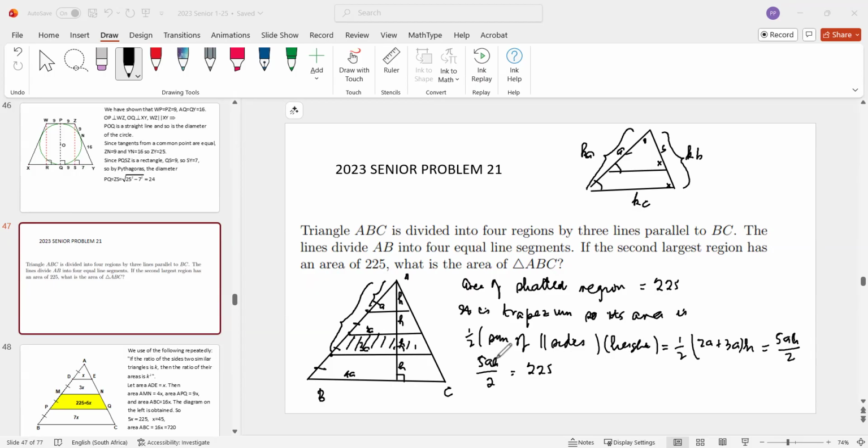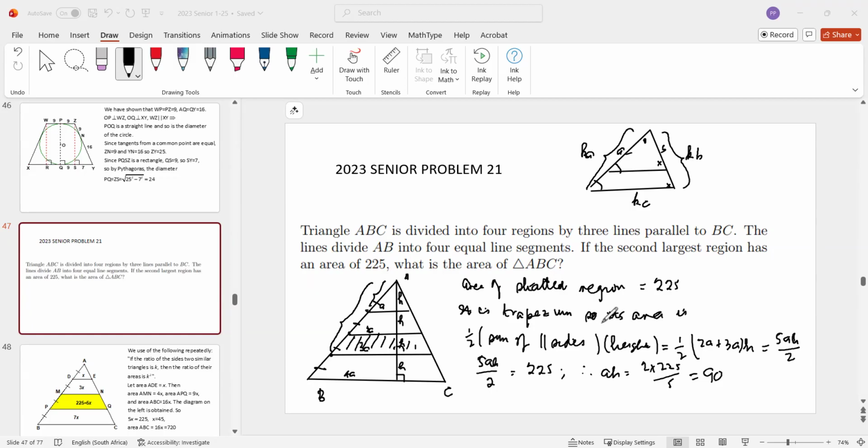Right. So that gives you an idea. It tells you what AH is. Therefore, AH is 2 times 225 divided by 5. Cross multiply, divided by 5, and that gives you 90. 450 divided by 5 is 90.